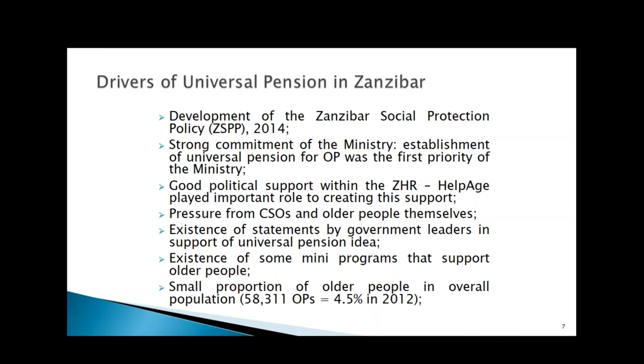Of course, we have other factors like the small population of older persons in Zanzibar, which is overall just 4.5% of the total population. It can also be considered a plus. And we had exactly one mini program supporting 11,000 older people. This was like a starting point for us to tell the government, look, we already have this many people reached, and we have this much money used for the payment. So if we improve this, we can make it universal and make things better.